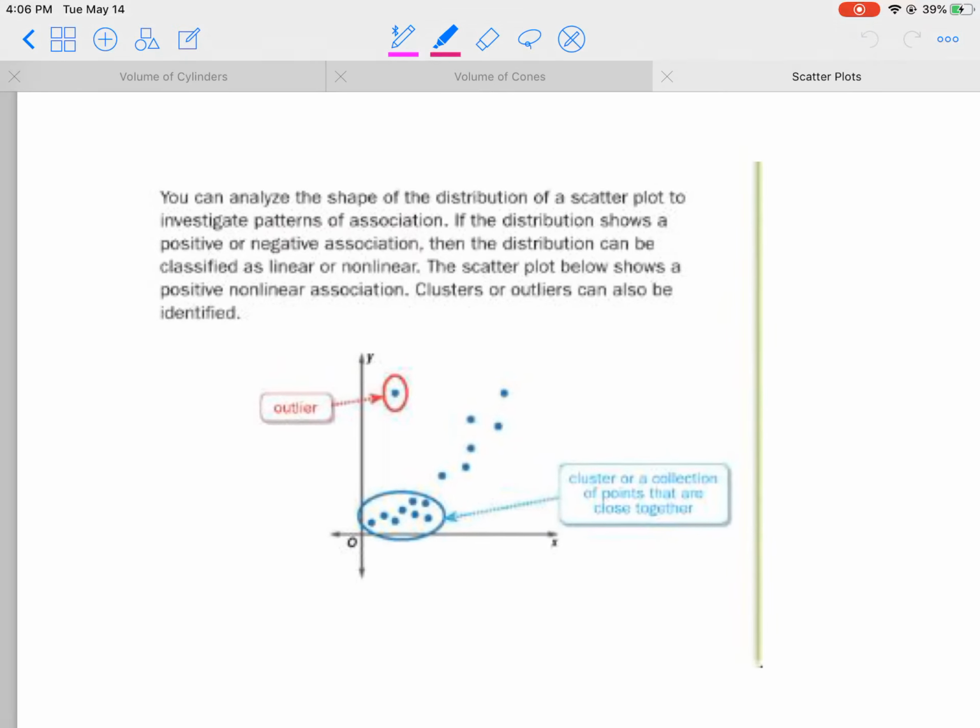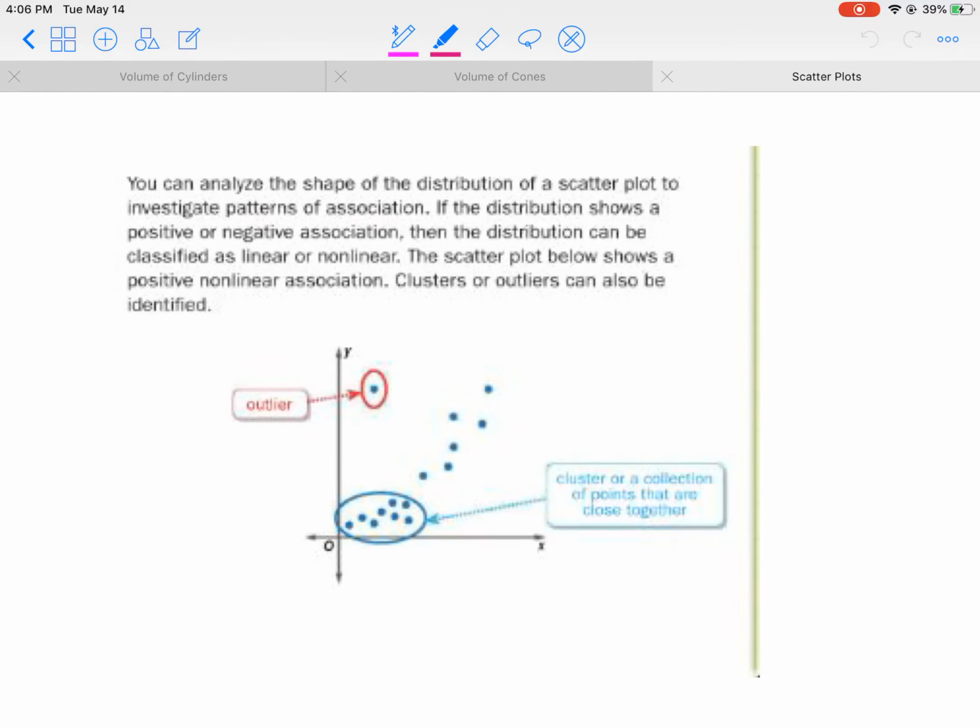Now let's look at a scatter plot and see if we can analyze it. You can analyze the shape of the distribution of a scatter plot to investigate patterns. If the distribution shows a positive or negative association, the distribution can be classified as linear or nonlinear. The scatter plot below shows a positive linear association. Clusters or outliers can also be identified.